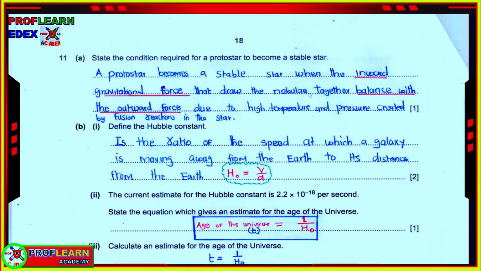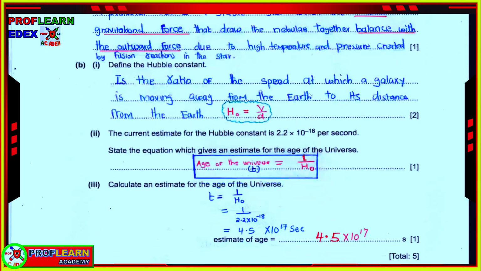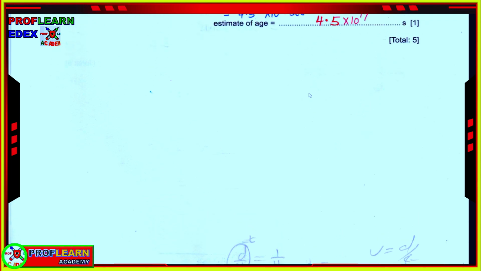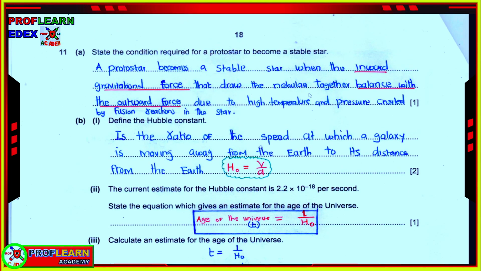Moving to question number 11, this was a question that was tested in the recent exams. And let's see, state the condition required for a protostar to become a stable star.